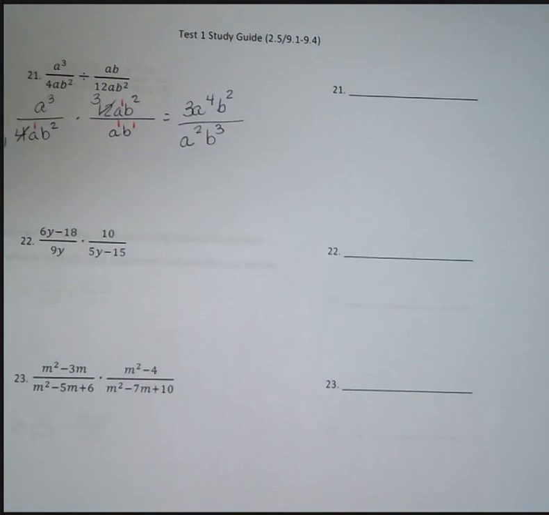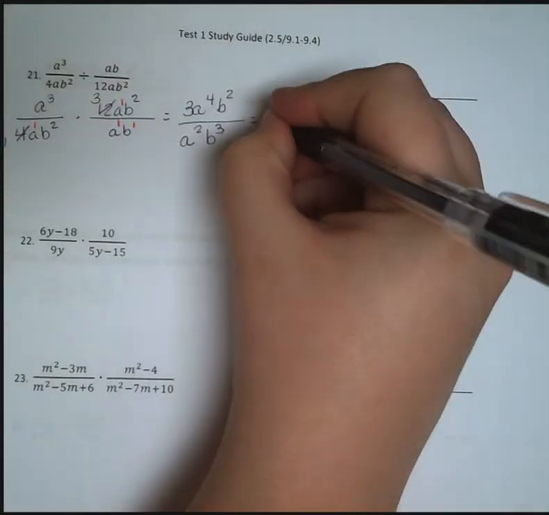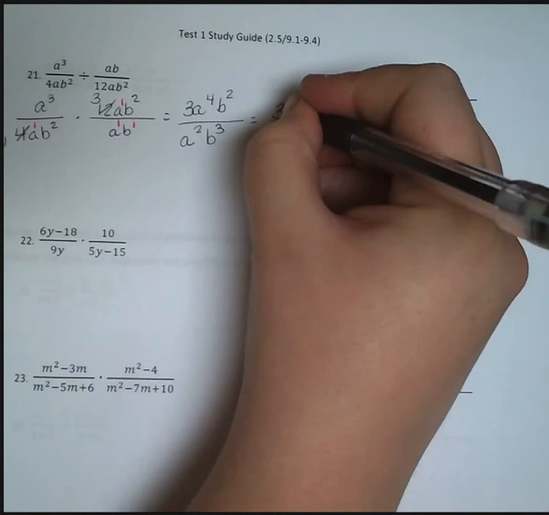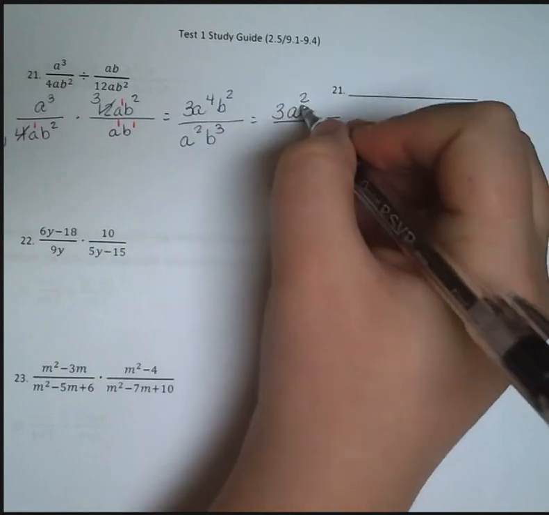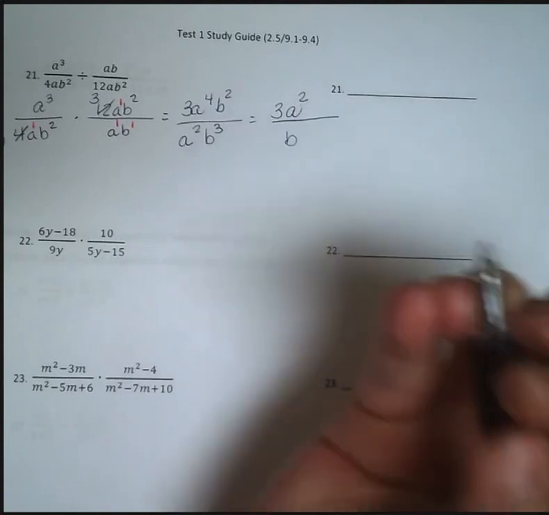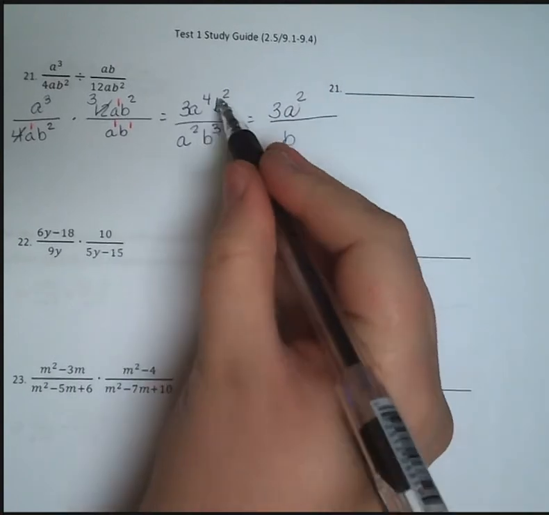Now, to simplify, my 3 is going to stay up top, and then I have a squared, 4 minus 2 is 2, and then b to the 1st, which goes on bottom because 3 was larger than 2.